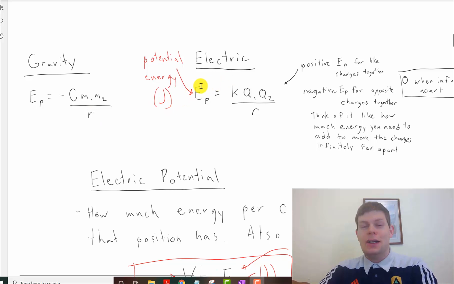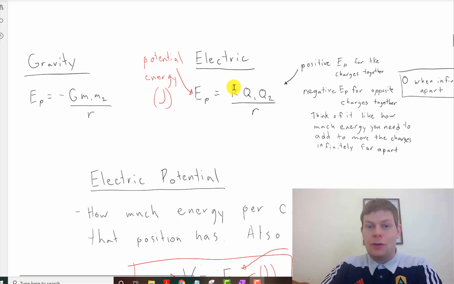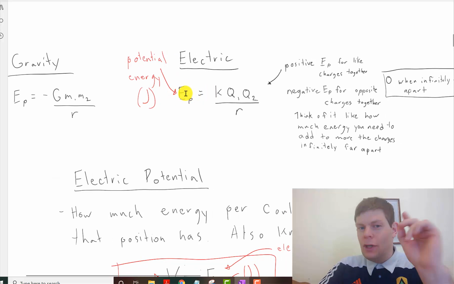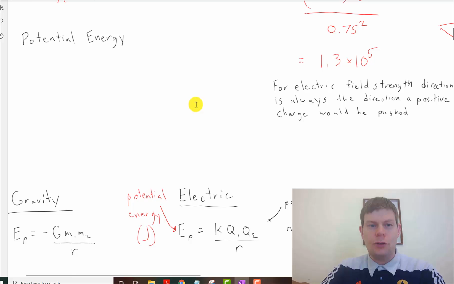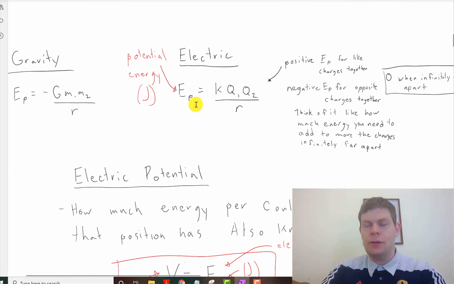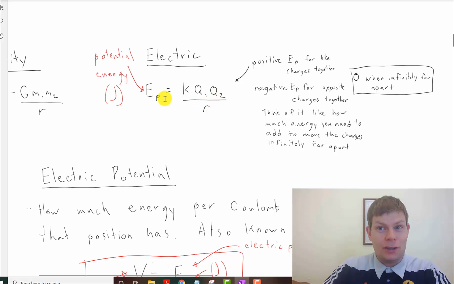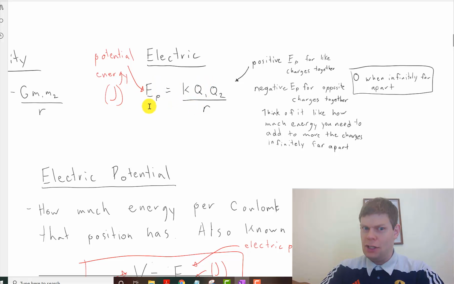Electric potential energy is pretty much exactly the same idea, but with electric charge now and a different constant. That's it. So if you want to find the electric potential energy, usually we abbreviate this with a capital EP instead of just a capital E, as we did for electric field strength. So this can get confusing. EP is potential energy, just E is electric field strength, which are two very different things. Potential energy is a scalar, electric field strength is a vector. So try to keep those straight.